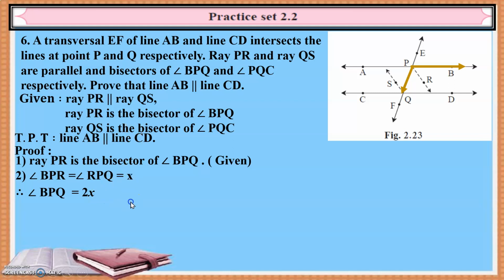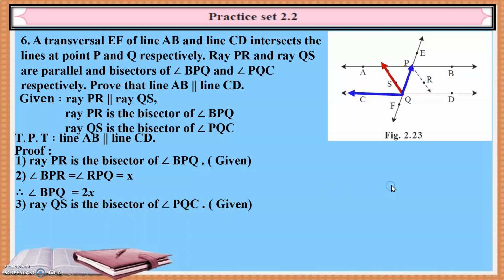Now we'll take the statement, that is ray QS is a bisector of angle PQC. So let's have ray QS bisector of angle PQC. So when this is a bisector, we know which two angles are equal. Angle PQS will be equal to angle SQC. So let's write it. Angle PQS, the green angle, equal to the red angle, that is SQC, equal to Y. Therefore we can say that the bigger angle, that is angle PQC, will be equal to 2Y.